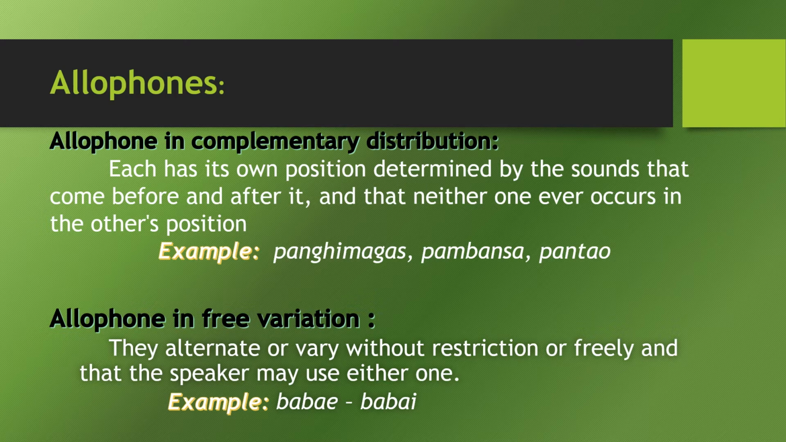When we talk about allophones in free variation, they alternate or vary without restriction, or freely, and the speaker may use either one. For example, in Filipino, again, in our language, we have the word babae, and we also have its variant pronunciation of babae. If you are going to use either of the two, the meaning of the word remains.